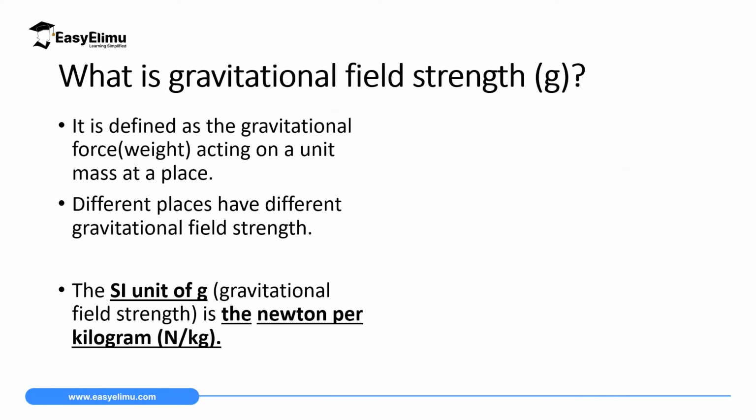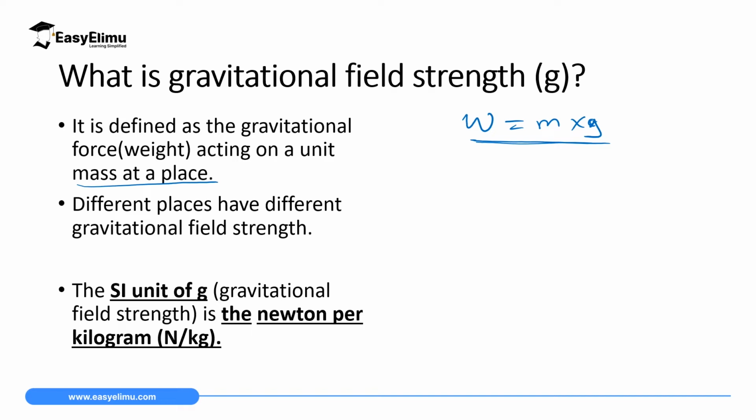Now this has led us to discuss gravitational field strength that we have been using in calculation of weight. Remember, weight we have said is equal to mass times gravitational field strength, and this formula is very important because in physics, when you have this formula, it's like you have half of the physics at your fingertips. So we define gravitational field strength as the gravitational force or weight acting on a unit mass at a place.